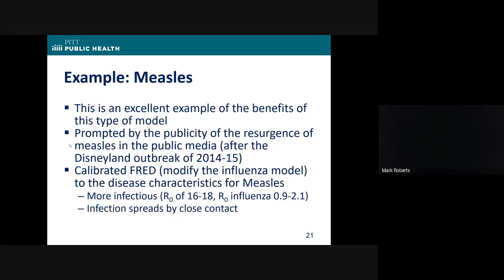A much more recent example of what we've done is the measles epidemic, and this was prompted by the resurgence of measles in the public media after the Disneyland outbreak of 2014-2015. This is an excellent example of why we need lots of people to work on these things, because the person who founded the Public Health Dynamics Laboratory, Don Burke, said we should make a simulation model of measles because people have to understand how important herd immunity is.